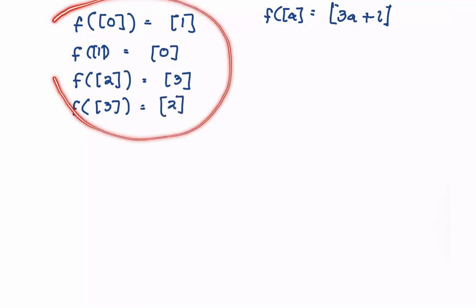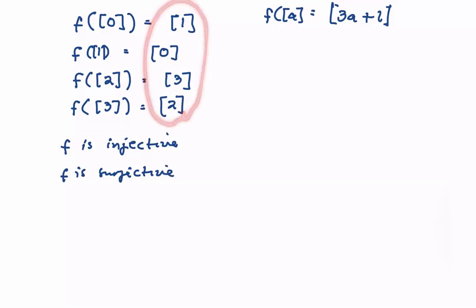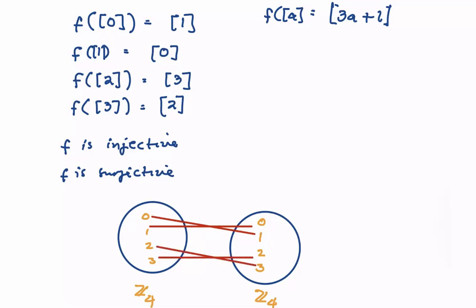Now, by looking at this, we can say that f is injective, correct? And moreover, f is surjective because these are also all the elements of Z4 already. Just for you to imagine what's going on, it's like this. We have 0, 1, 2, 3. 0 goes to 1, 1 goes to 0, 2 goes to 3, and 3 goes to 2. And these are actually your equivalence classes.